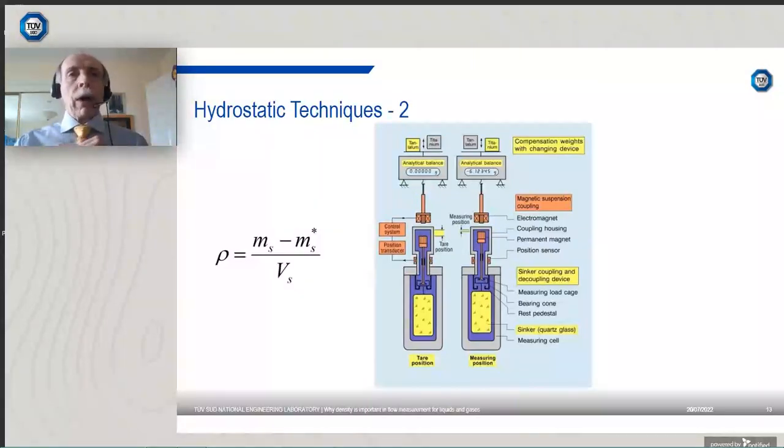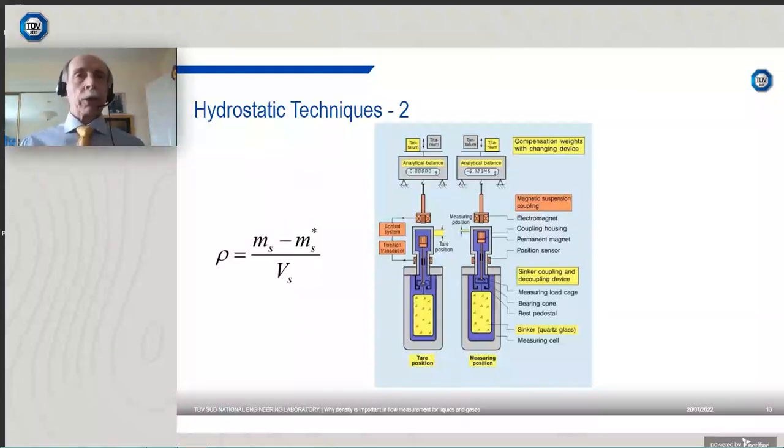So here's an example of a magnetically coupled hydrostatic system. Basic equation, as I mentioned, we measure the apparent mass of the body when it's immersed in the fluid. That's m star. Separately, we determine the true vacuum mass of the body, ms, and its volume. And then from this simple equation, we can calculate the density of the fluid that the body is immersed in. Like all of these things, it's simple at that level. The complexity comes in trying to do that, for example, at elevated temperature and pressure.